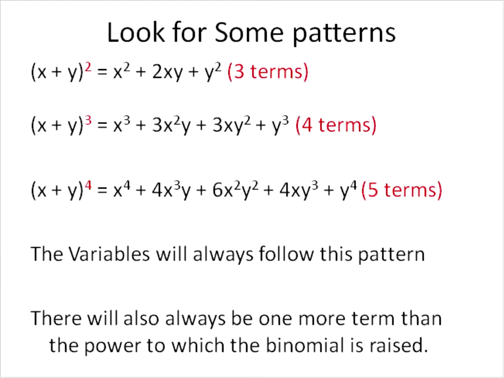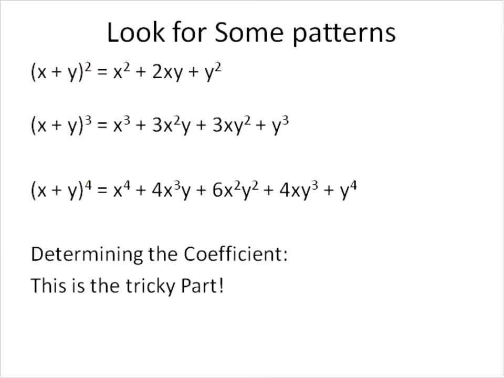You'll also notice that whatever power you have here, there is one term more than that. Alright, there'll always be one more term than the power. So this is 3, there's 4 terms, 4, there's 5 terms. If there were 20, there'd be 21 terms. There's always going to be one more term.